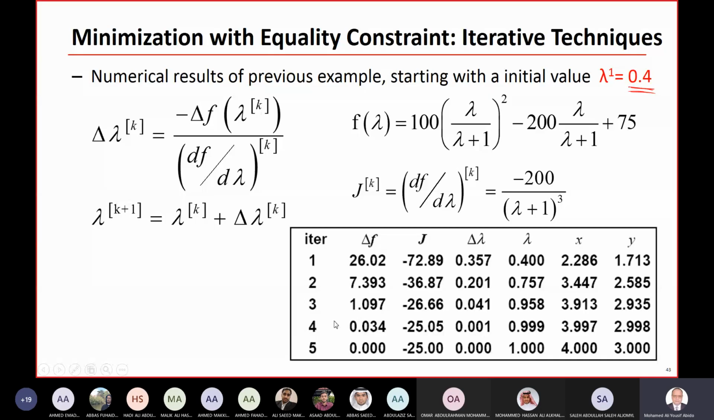If you look at this, we start with lambda equal to 0.4. We get f equal to 26.02, derivative equal to minus 72, and we substitute here to get delta lambda equal to 0.357. So lambda 1 equals the summation 0.357 plus 0.4, so it is 0.757, right? Is it clear?